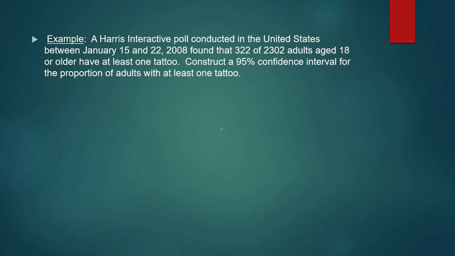A Harris Interactive poll conducted in the United States between January 15th and 22nd, 2008 found that 322 of 2,302 adults aged 18 or older have at least one tattoo. Construct a 95% confidence interval for the proportion of adults with at least one tattoo.